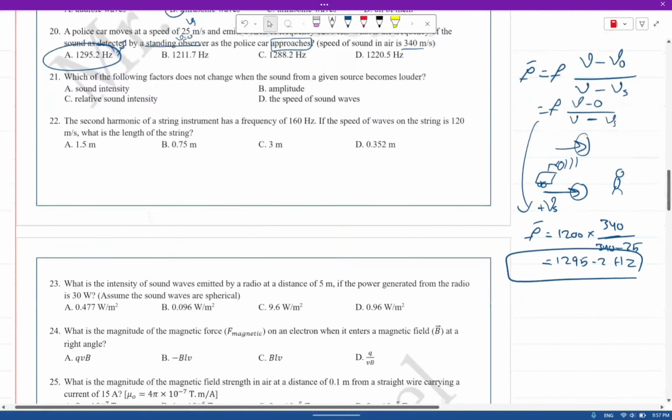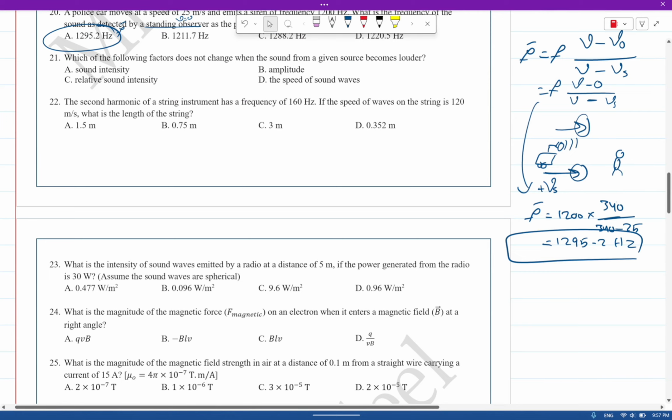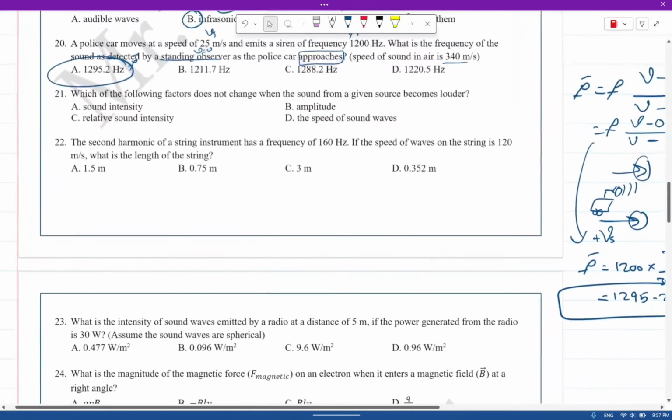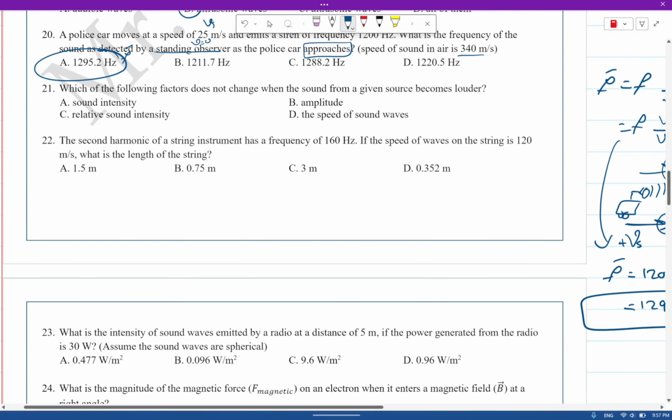All right, question 21 says what? Which of the following factors does not change when the sound from a given source becomes louder? All right, it says which one of the following factors does not change? So remember, when the sound becomes louder, sound intensity, of course, is going to increase. Amplitude, of course, must increase in that case. Relative sound intensity must also increase. But one thing that doesn't change is the speed of the sound. Remember, speed of the sound does not change here because it is the same medium. And because there's no change in temperature, or at least there's no indication, it will always stay the same.